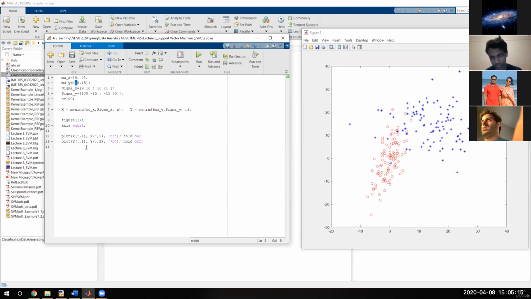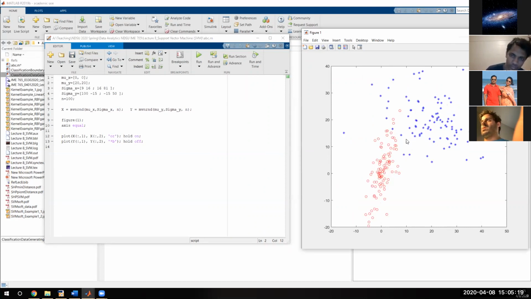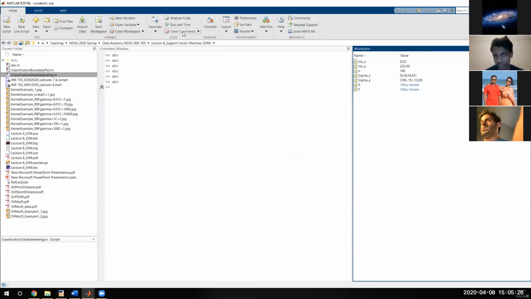I think I set it up to be 20 before. So 20 means that's a bit close, but not too bad. For example, something like this way, okay? So based on this one, let's run the classification models.